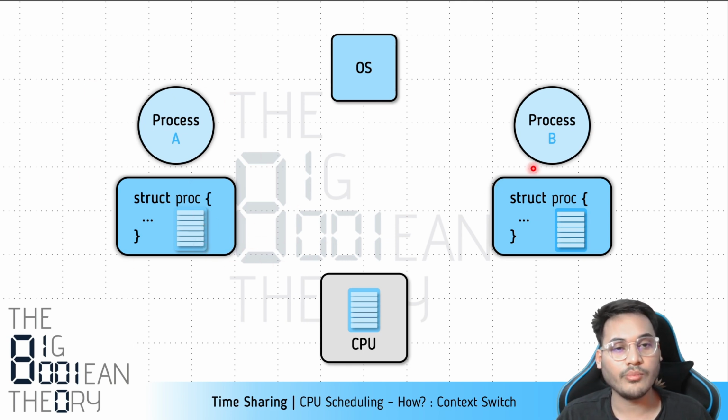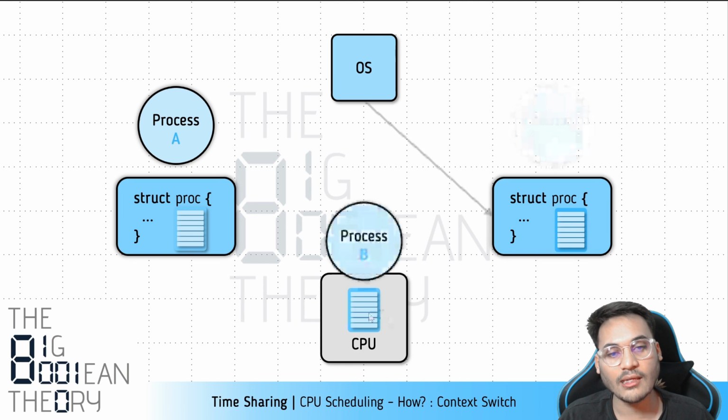Now we have to bring process B onto the CPU. The way we will do this is that we'll load the context, that is, load the set of registers, the snapshot of registers from when process B had been switched out. We are assuming that process B was running previously, and this was the state of registers where we had left process B.